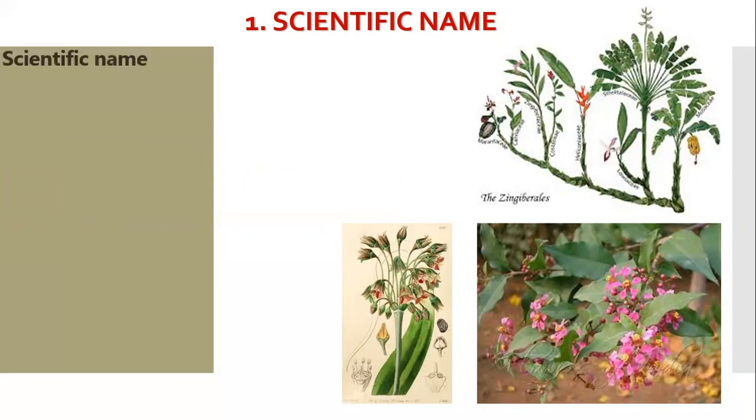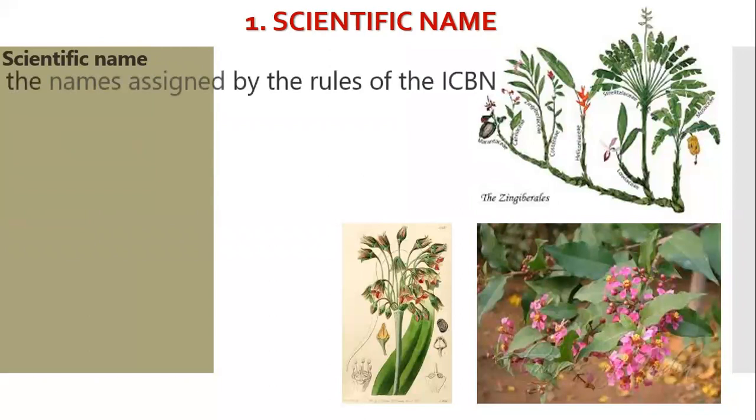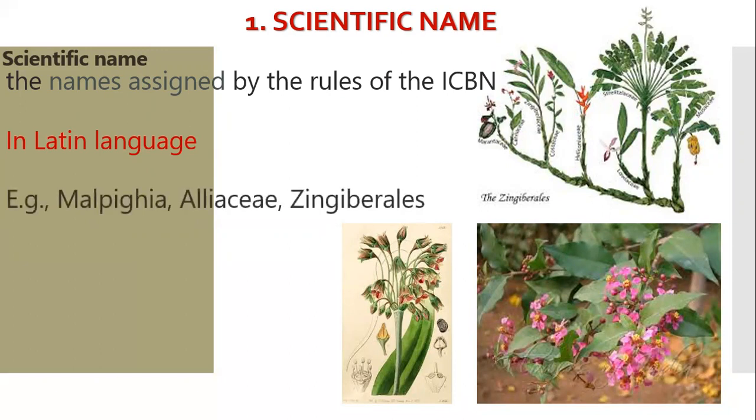Scientific names: this is the fundamental principle of nomenclature of the ICBN, stating that every taxon, whether species, genus, family, or others, can bear only one correct name. This is only common sense because confusion would reign if taxonomic entities could bear more than one name, or if one name could refer to more than one entity. So scientific names are in the Latin language. For example, Magnoliaceae, Zingiberales, and so on.